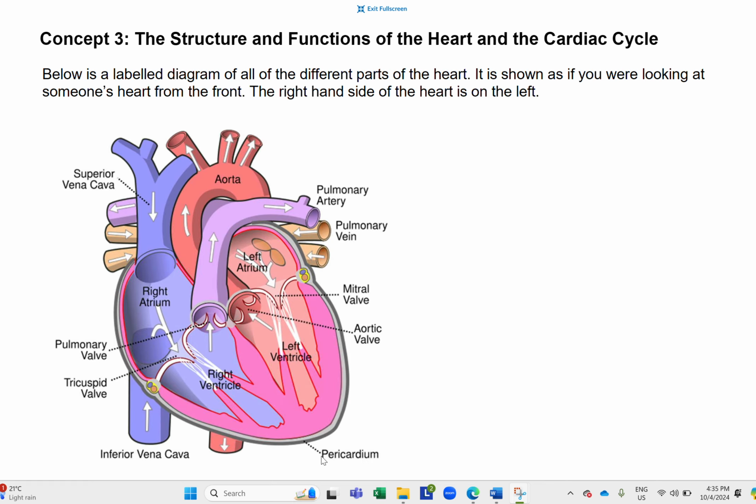Around the heart, we have a covering called the pericardium. It's just a little piece of basically lining tissue that holds the heart together and keeps it away from other things in your system.